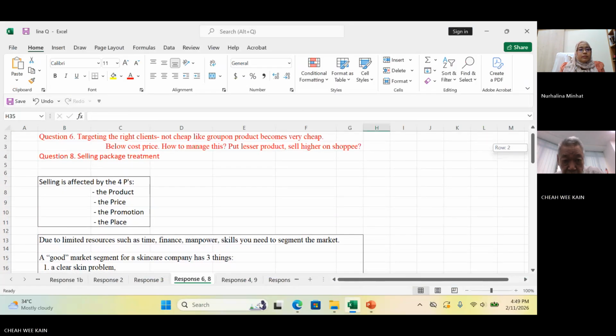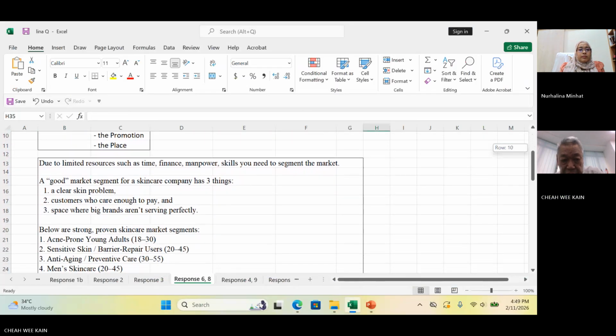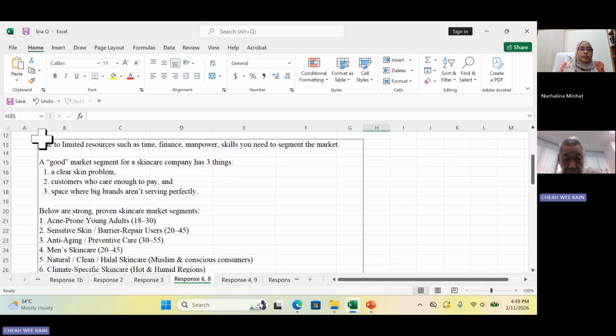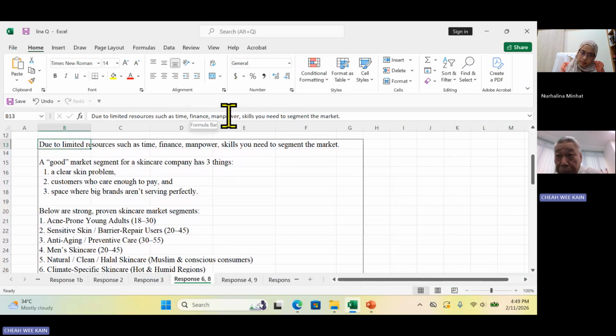Now, how to find your right client? I think you got limited resources because everybody got limited resources. You may have limited resources as far as time or money or manpower, getting people, whether it's specialized people or just general manpower. You may have limited resources in terms of skills. Like for example, you're doing skincare, but you will not know anything about plastic surgery, right? So therefore you need to segment. The word segment means you need to break up the market.